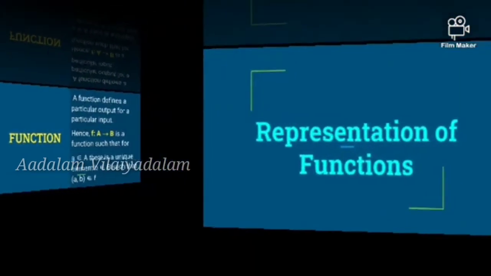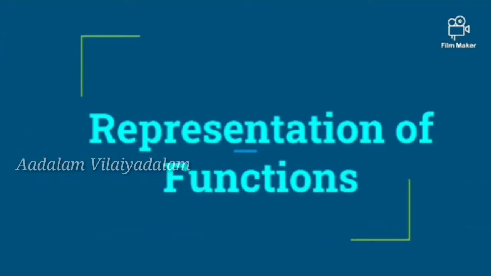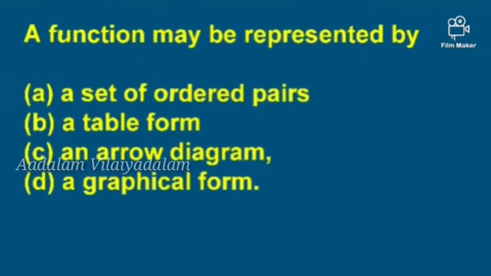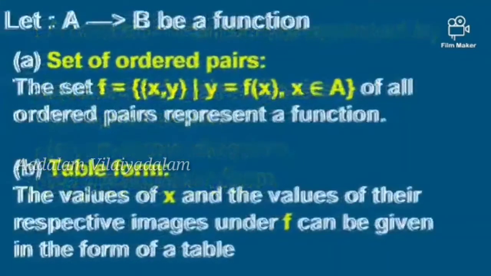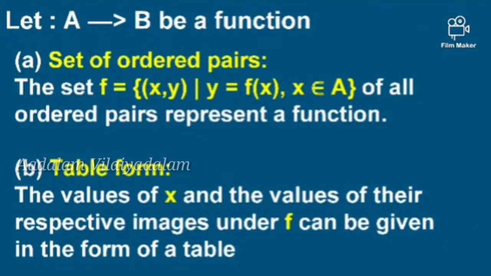In this section, we will learn about the various representations of functions which show the relationship between two elements of sets. A function may be represented by a set of ordered pairs, a table form, an arrow diagram, or a graphical form. Let f: A → B be a function. Set of ordered pairs: the set f = {(x, y) : y = f(x), for all x ∈ A} of all ordered pairs represents a function.